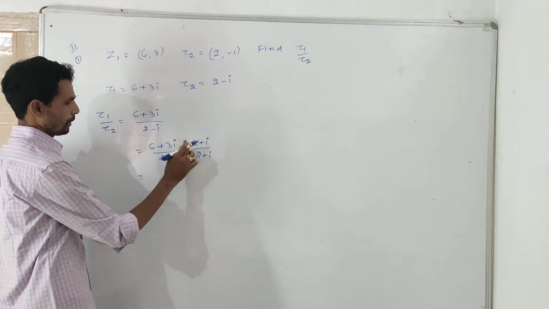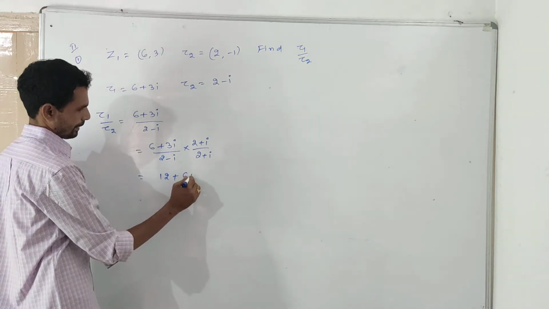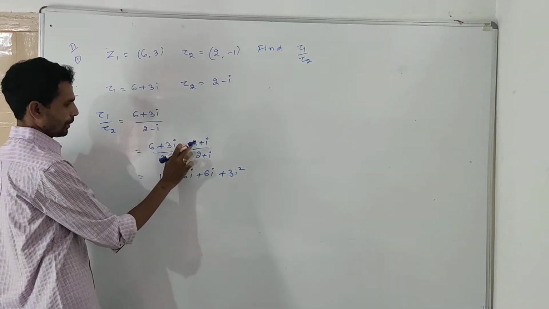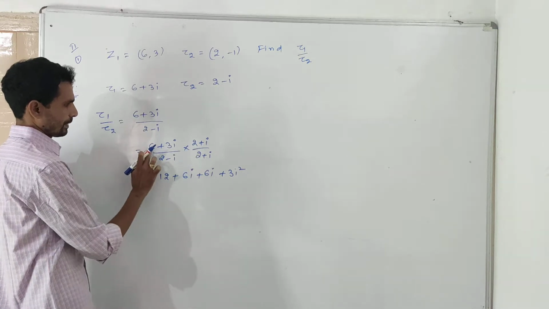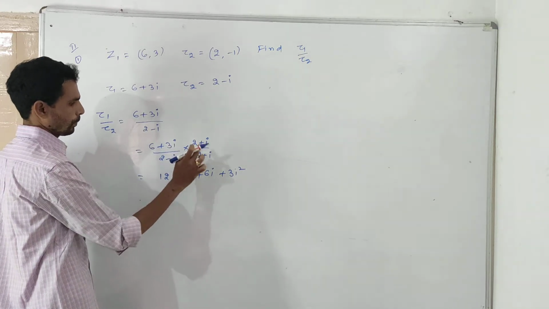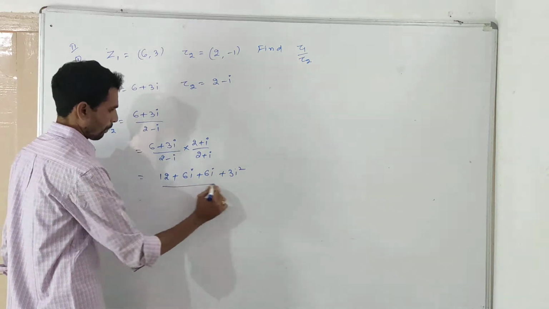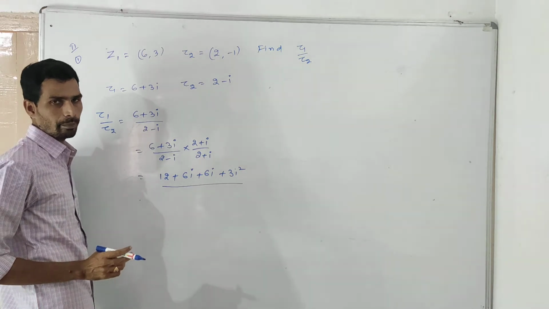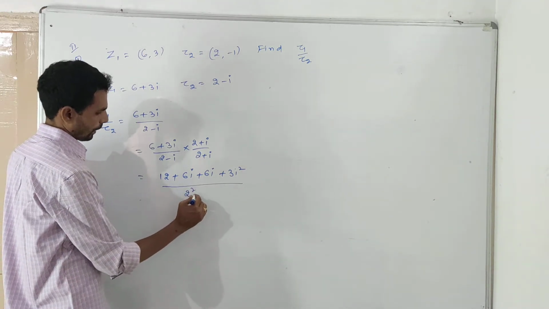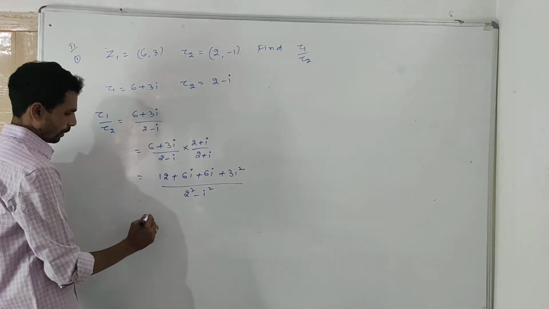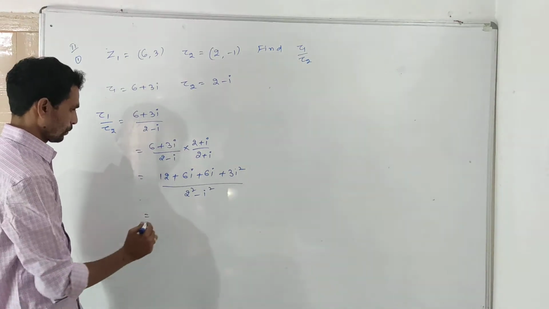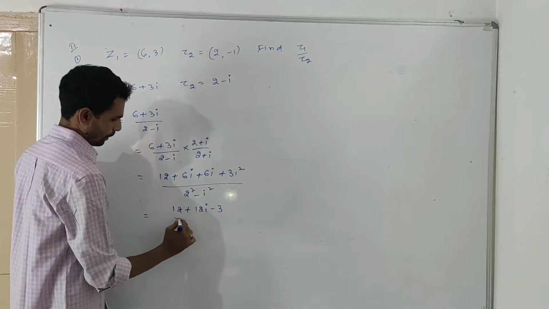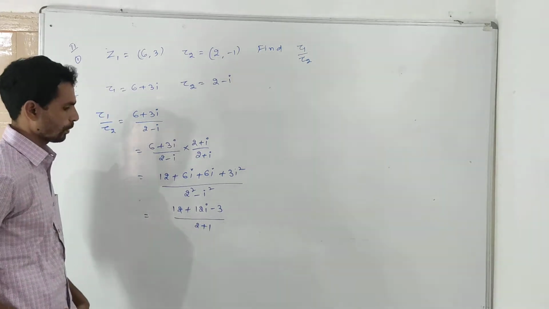Here 6 into 2 is 12, plus 6i, again 6i, plus 3i squared. Once again, I will repeat: 6 into 2 is 12, 6 into i is 6i, 3i into 2 is 6i, 3i into i is 3i squared, by the denominator. (a minus b) into (a plus b) is a squared minus b squared. A squared value is 2 squared, b squared value is i squared. What is the i squared value? I squared value already we know is minus 1. So 12 plus 6i plus 6i is 12i, i squared is minus 1, so 2 squared plus 1.